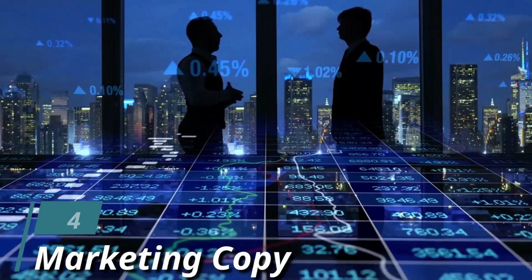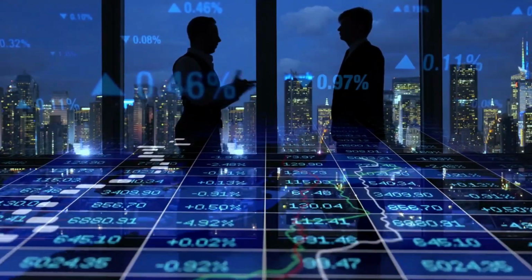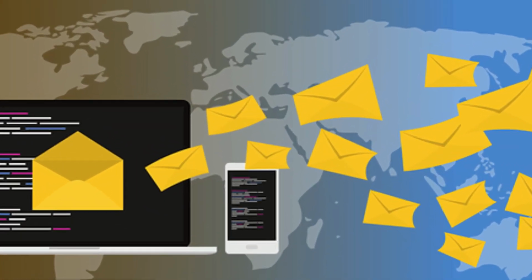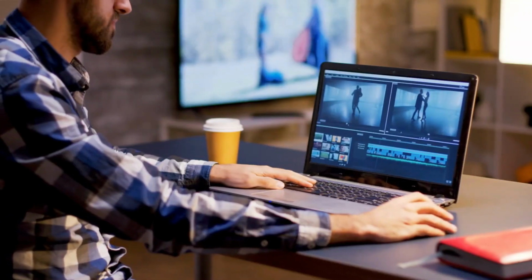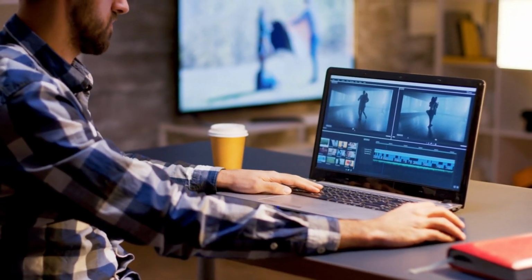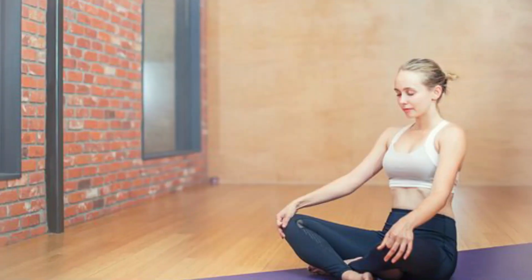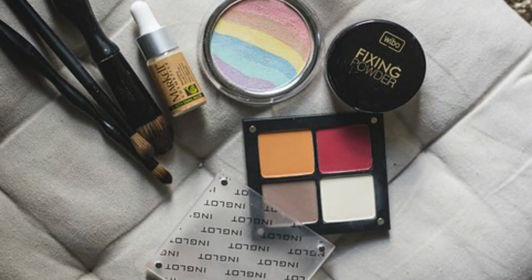4. Generate marketing copy. ChatGPT can be used to create marketing copy that is tailored to a specific audience or product. This can include brochures, emails, landing pages, and other materials that are designed to persuade or inform potential customers. Examples of prompts for this project include: write a brochure for a new luxury hotel, create an email marketing campaign for a new yoga studio, and write a landing page for a new e-commerce website selling organic beauty products.